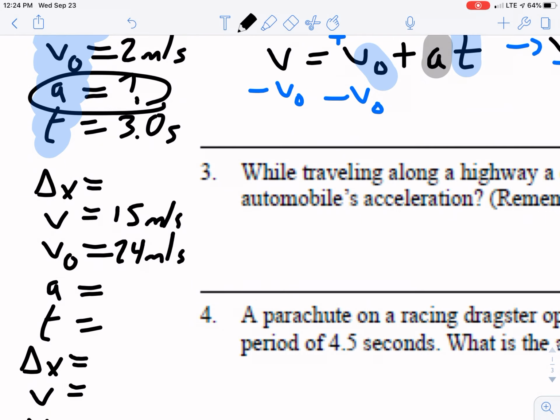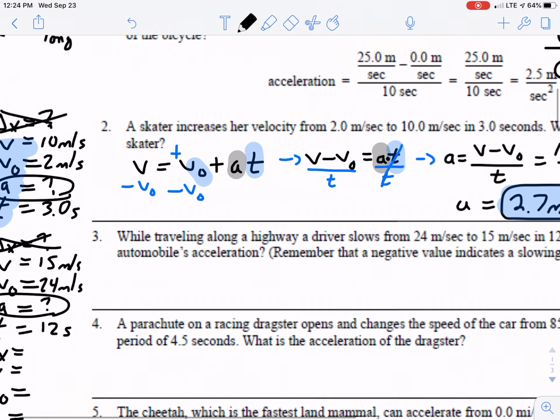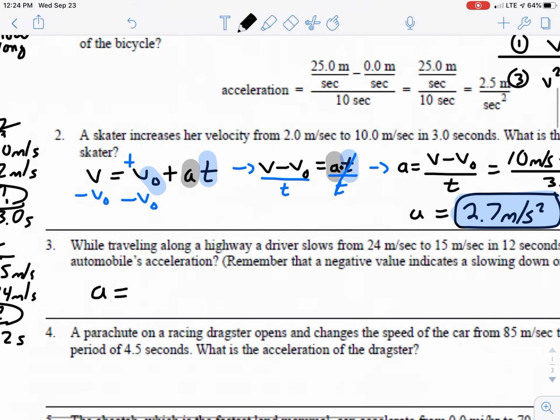24 to 15. Again, how far we went is not known to us, but we don't care because it didn't ask us. Acceleration is still the unknown we're looking for, and time in this problem is 12 seconds. Well, I'm going to jump right to the acceleration equation that we solved for and derived over here to solve this problem. So final velocity minus initial velocity over time.